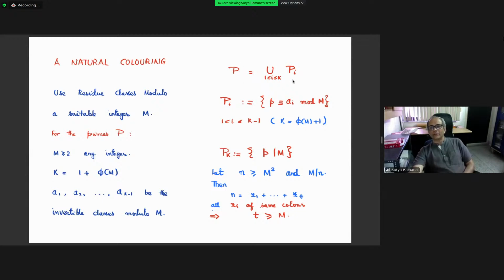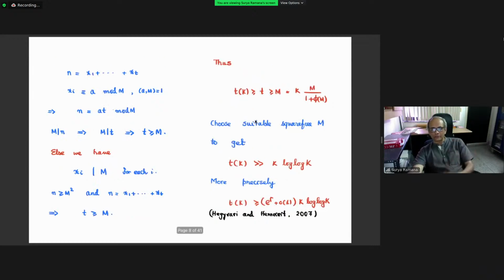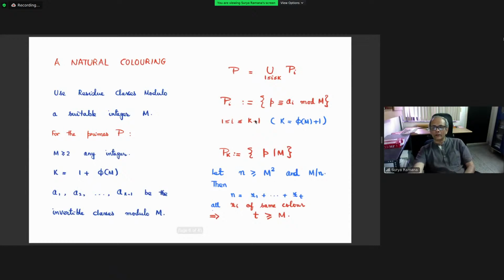Now you can partition the primes in the following manner. You put all the primes which lie in a particular invertible residue class modulo m in one of the sets. So you have k minus 1 such subsets of the primes, and for the last one you take the primes that divide the modulus itself. So we have k subsets of the primes, and this is a disjoint partition of the primes. So this is a coloring of the primes.